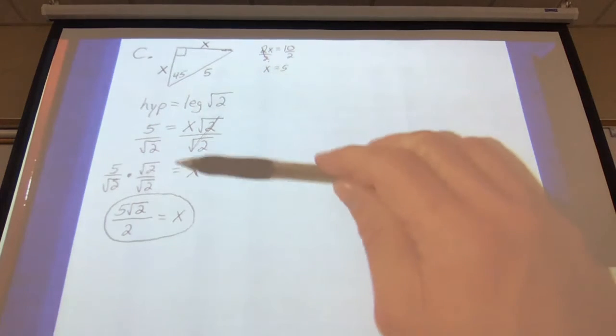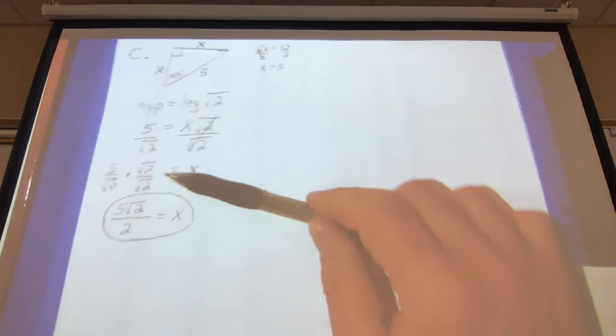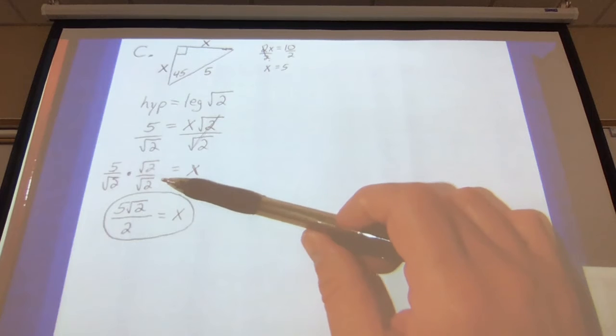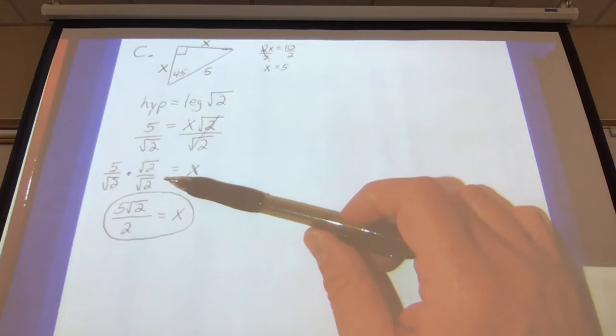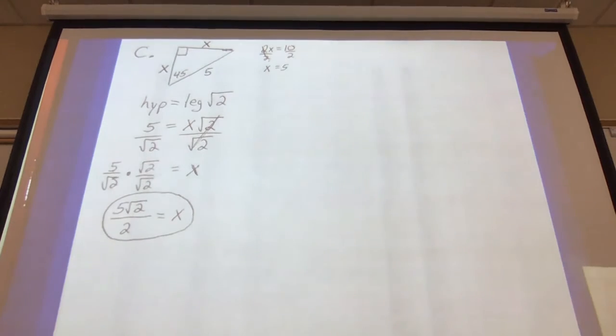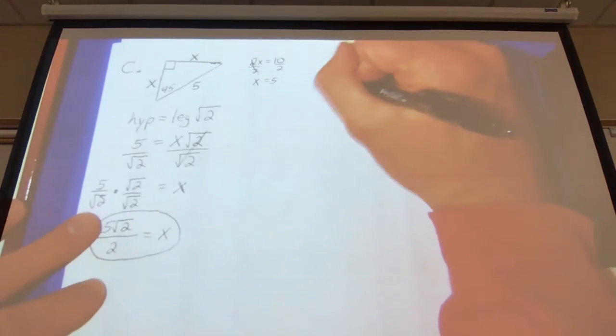All right, did we lose anybody in here when we did the rationalizing the denominator? Like we did on Monday. Good with that? Okay. Let's try another one.